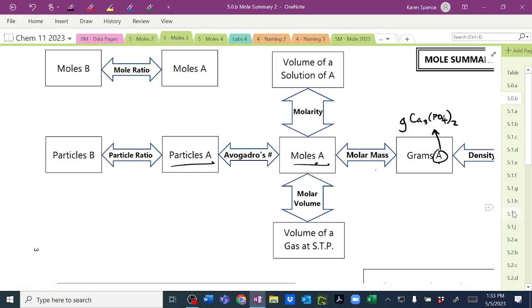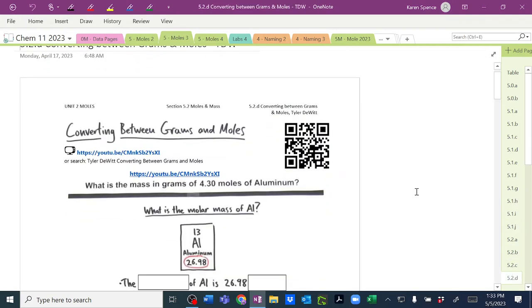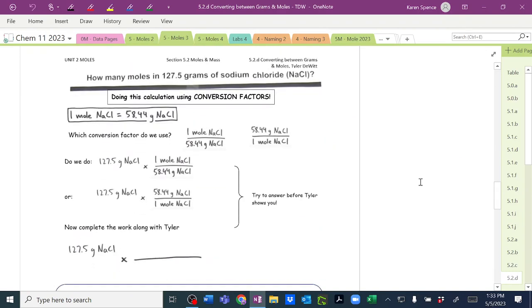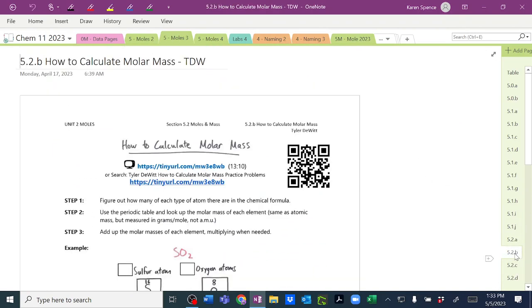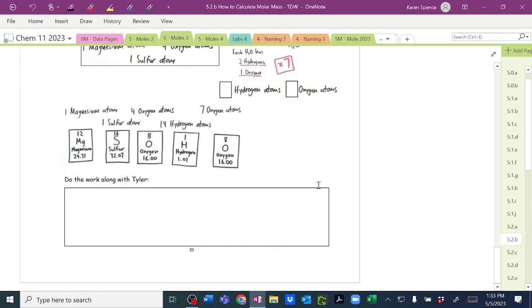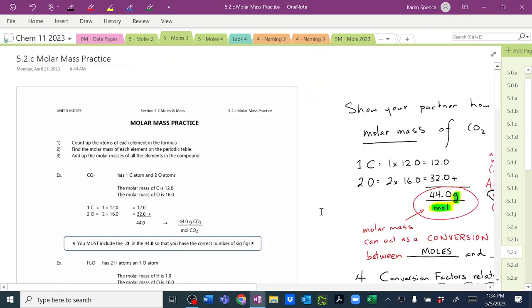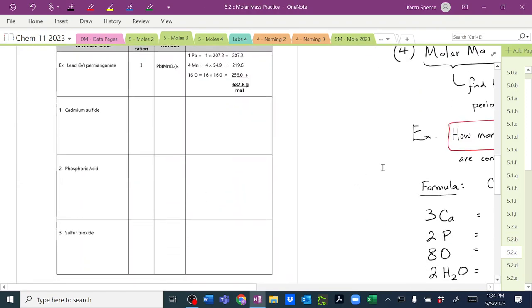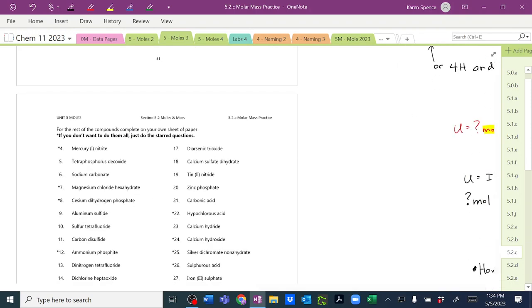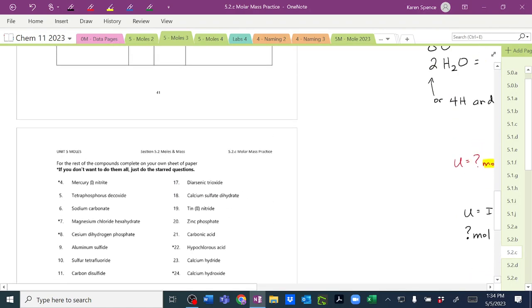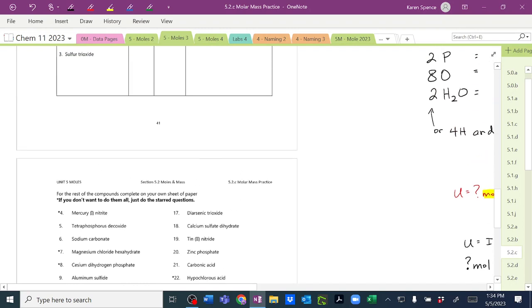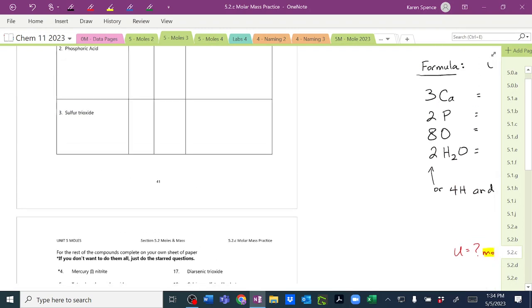What we're going to do is go to 5.2. You're going to try a few of the molar mass practice problems. So this is just calculating molar mass. This is pages 41 to 42. Do enough to feel good. If that's 3 of them, that's 3 of them, okay? So pages 41 to 42.